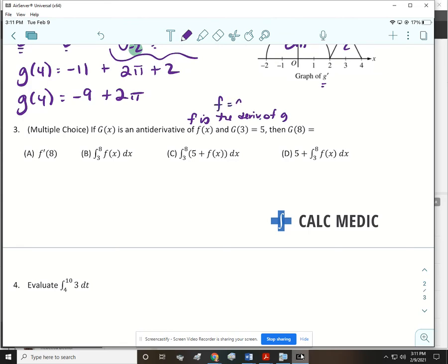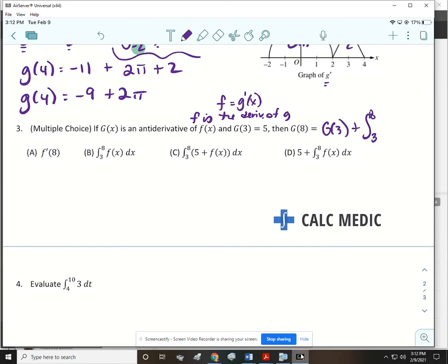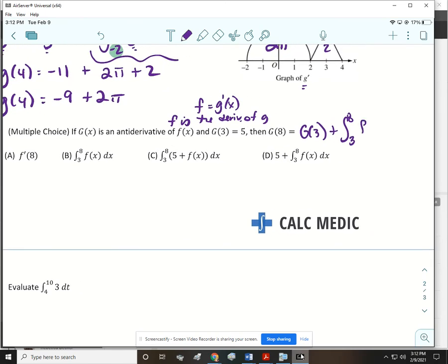Or f equals g prime. All right, so I can use that rule we were just talking about. We can take the g of 3 and we can add the integral from 3 to 8 of g prime, which is the same as f, which matches up with d.